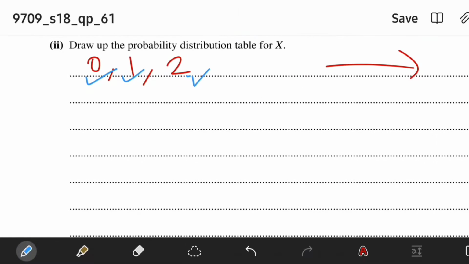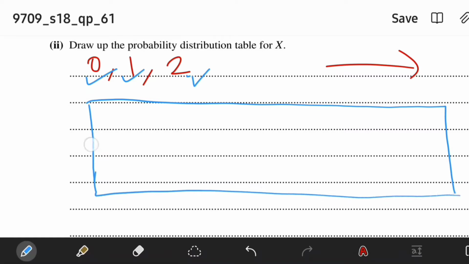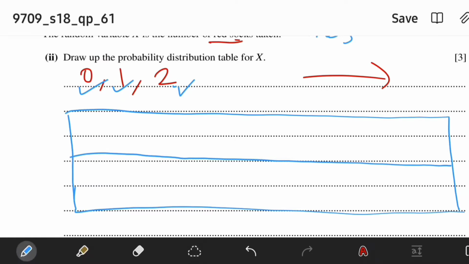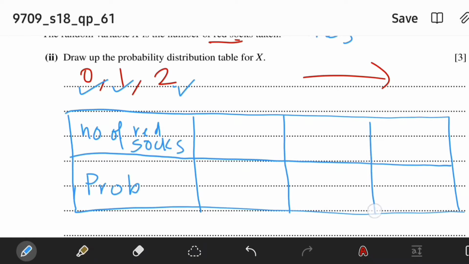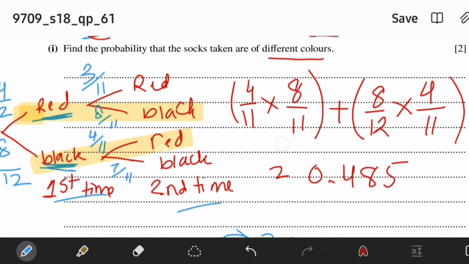So 3 and 4 are not an option, so we're going to erase this. Now for the table. This part shows number of red socks, and this part is the probability part, and there would only be 3 columns. So either 0 red sock is taken, 1, 2. Now let's find the probability, which is very easy. You'll just have to use this tree diagram that you made earlier.